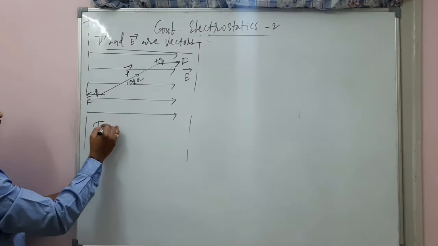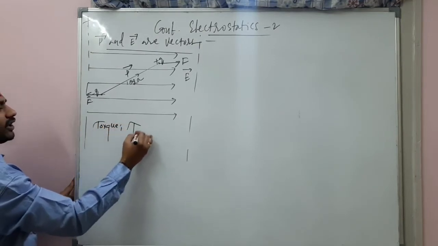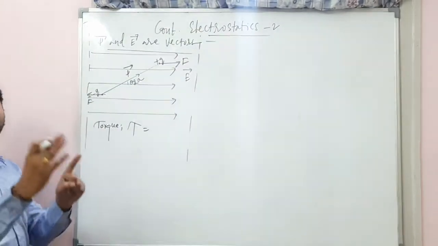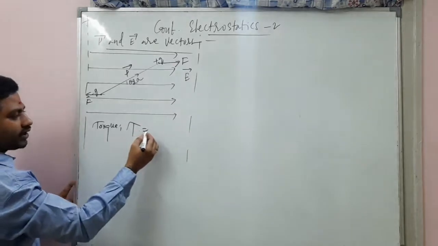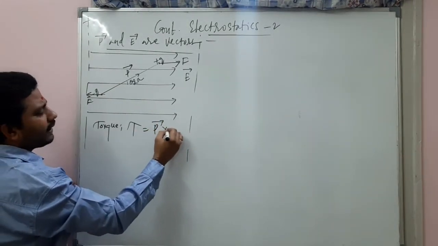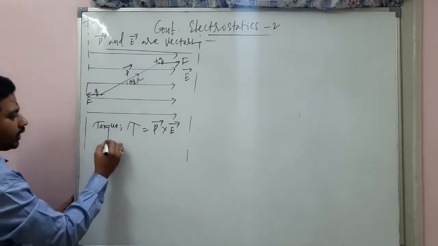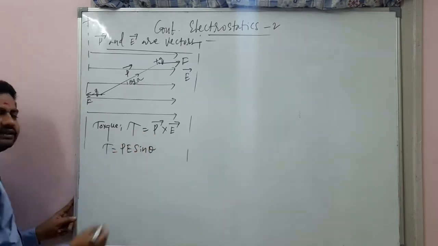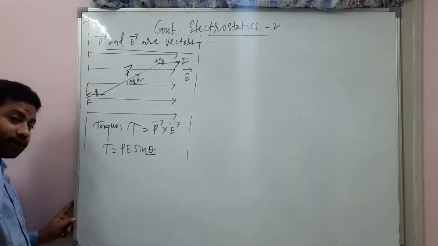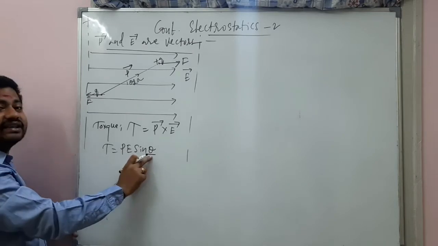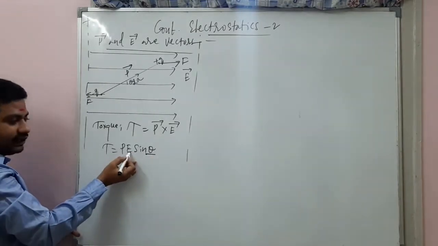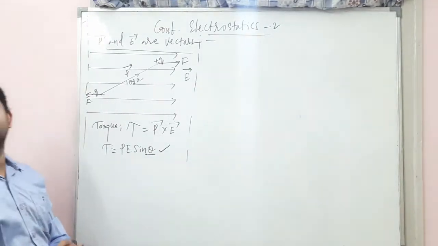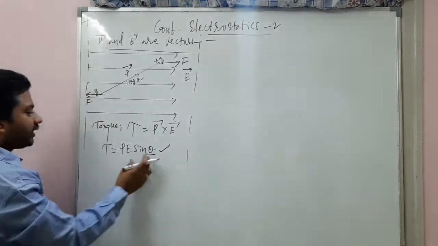The torque experienced by this electric dipole when it is kept in a uniform electric field. So the torque is equal to, I am writing here, P bar cross E bar. If you write the magnitude, that will be P E sin theta. What is this theta? That is important. Theta is the angle between P bar and E bar. This torque can be maximum, this torque can be zero, this torque can be minimum. That depends on the theta value.